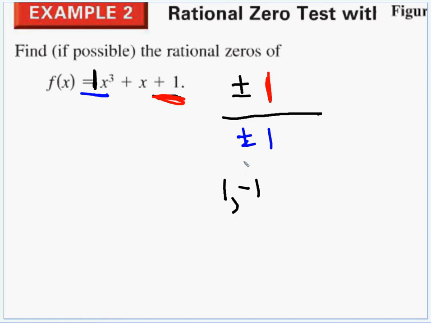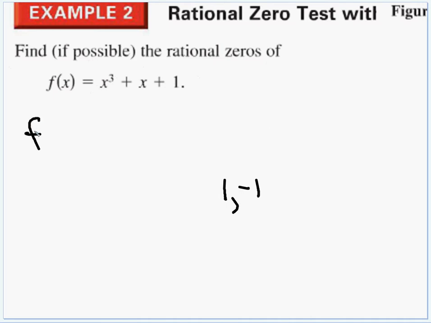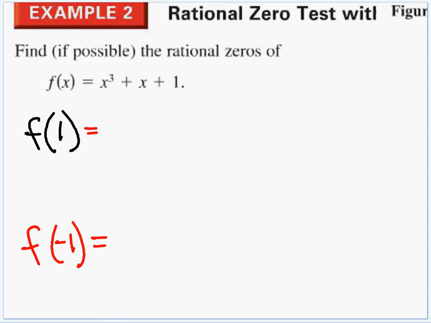Now, we can't really factor this, but what we could do is synthetically divide, or we could just run these numbers through the function. We can do f of 1 and see what comes out. We can do f of negative 1 and see what comes out. We're on the lookout for zero remainders.